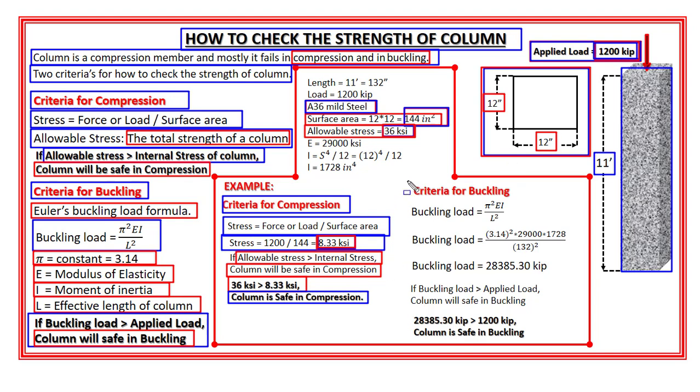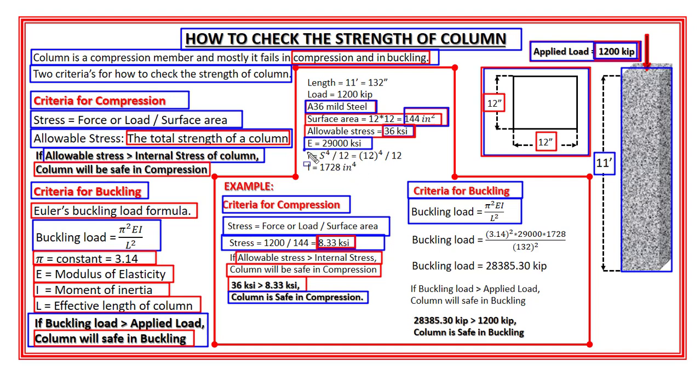Now let's talk about the second criteria. So the second criteria is basically about the buckling of the column. Now in this criteria we use the Euler's buckling load formula, and according to this formula the buckling load is equal to pi square EI divided by L square. So here the modulus of elasticity E of A36 mild steel is 29,000 ksi.